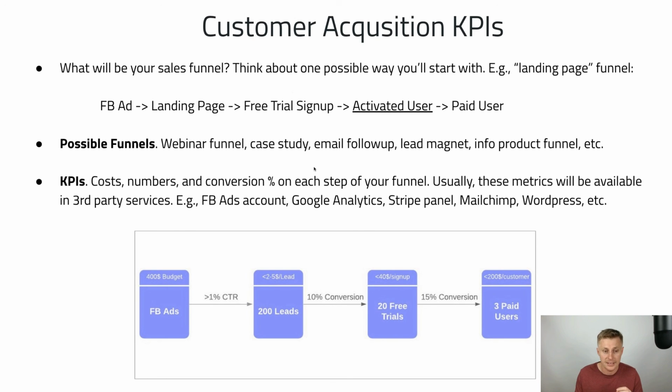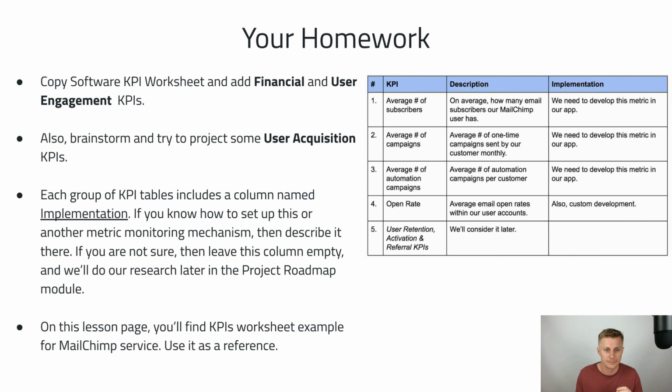So with that being said, I have the last slide in our lesson for you. I did my job, now it's your turn. I will ask you to fill in 3 tables in our worksheet, which are very similar to what you can see here on this slide on the right side. These are the tables for financial KPIs, user engagement metrics, and user acquisition metrics. I know that user acquisition metrics are just guesses and projections, right? But I want to make you already think about sales way before you launch your software, okay?